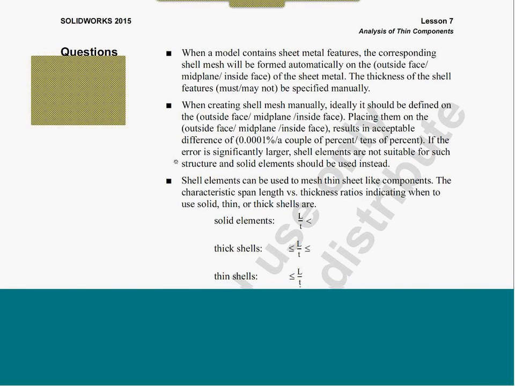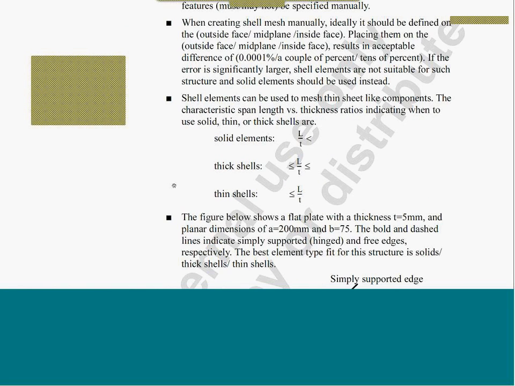Shall be used to mesh thin components. Characteristic span. So I think the span which we discussed, the ratio indicating when to use solid, thin and thick shells. This span T is the thickness. Okay, and we are discussing the ratio. So if this ratio L by T is less than what, we can use solid elements comfortably.